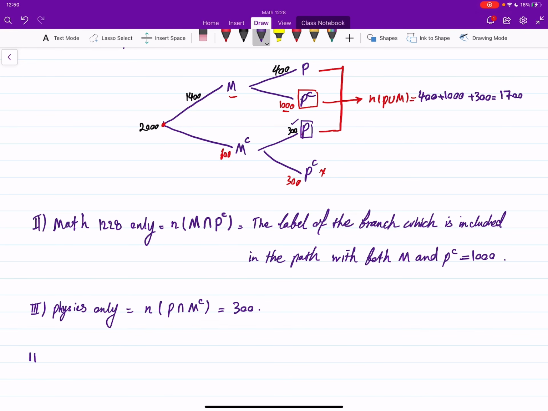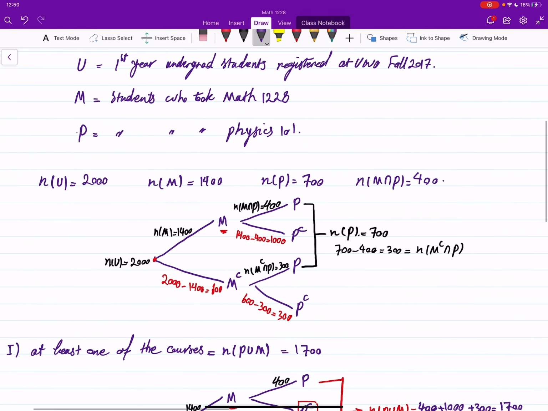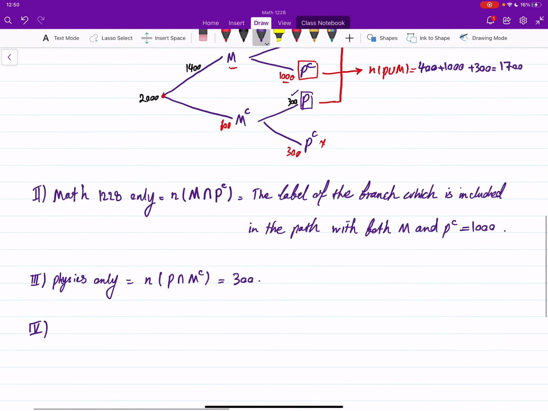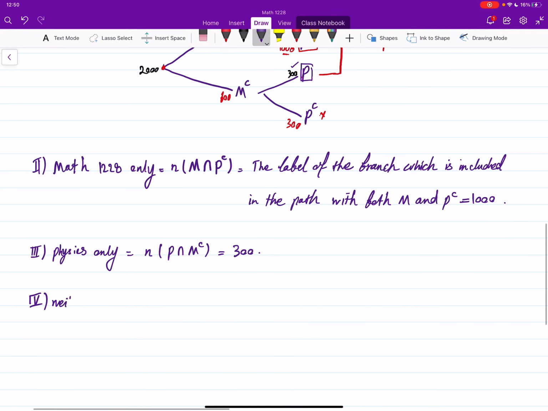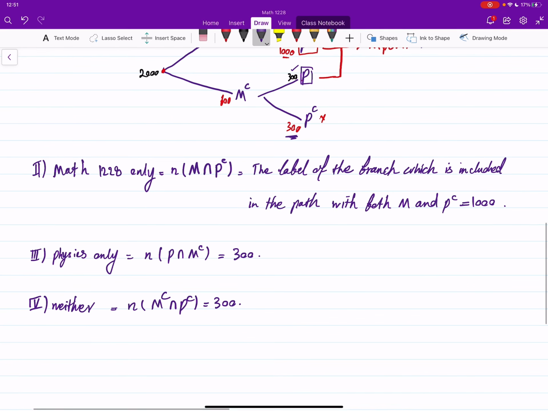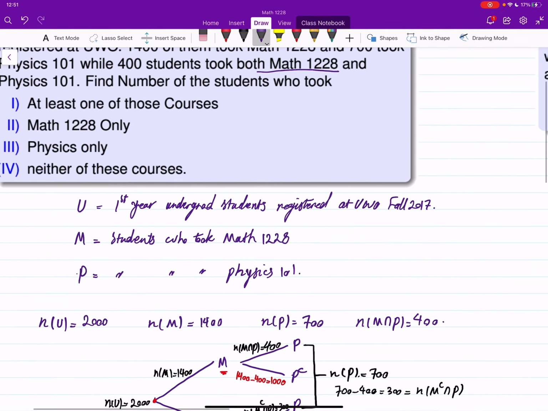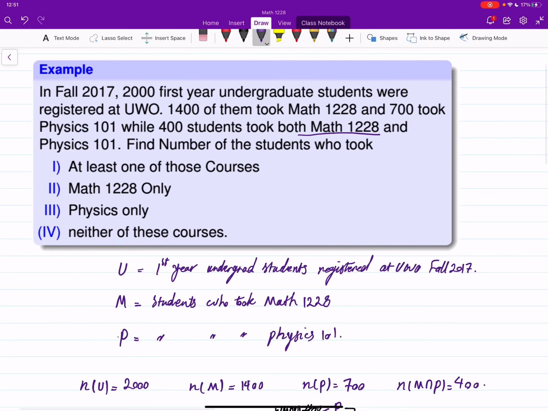The very last one asks for neither of these courses. So it means that they're not taking physics, well, the order doesn't matter. They're not taking math and they're not taking physics. Well, obviously there is one thing to do there, and that is another 300. This is the other branch you see up there. Okay. So this example was just an example to show how to use counting trees to find the number of members or elements of a set.